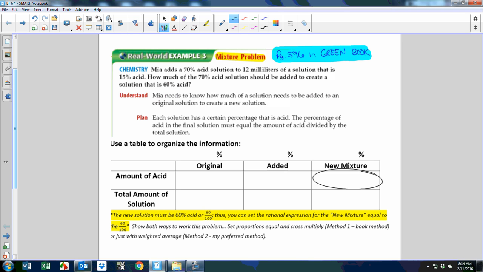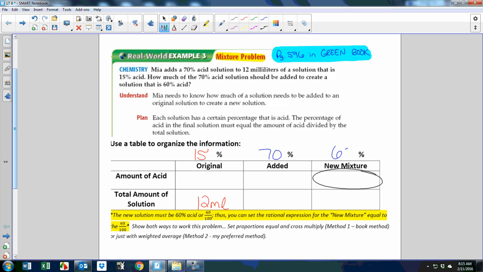Mia adds 70% acid solution. So she's adding a 70% solution to 12 milliliters of a solution that's 15% acid. So the original solution is 15% acid, and furthermore, it has 12 milliliters. Continuing to read, how much of the 70% acid should be added to create a 60% acid solution? So we're trying to create a 60% solution.